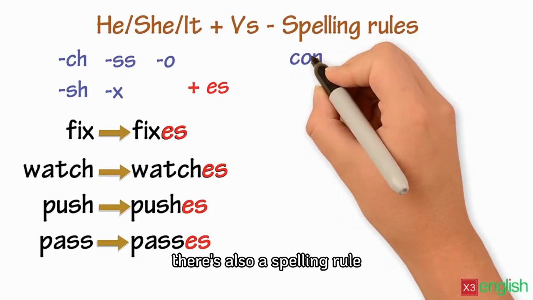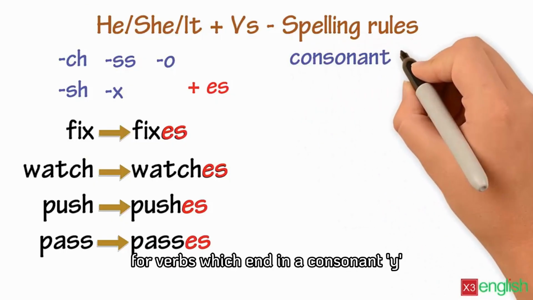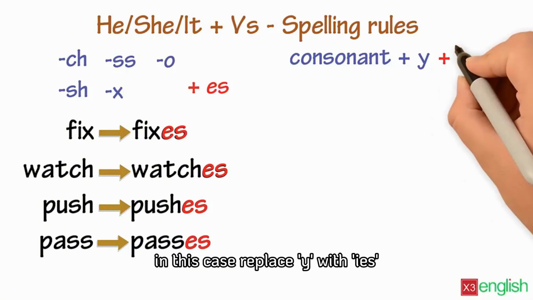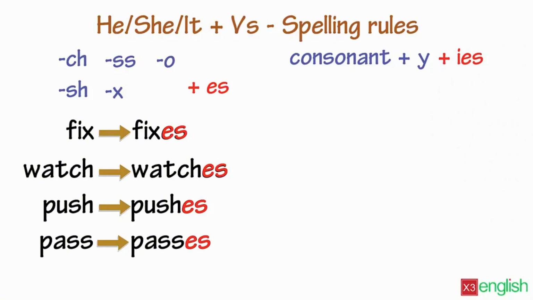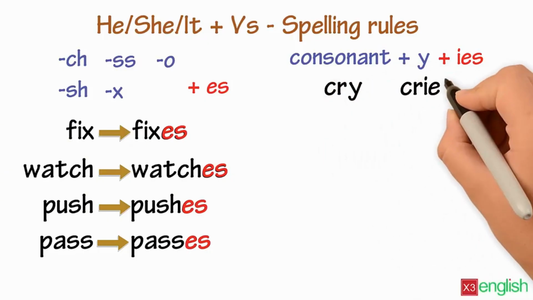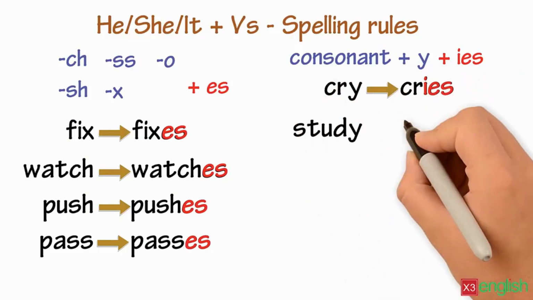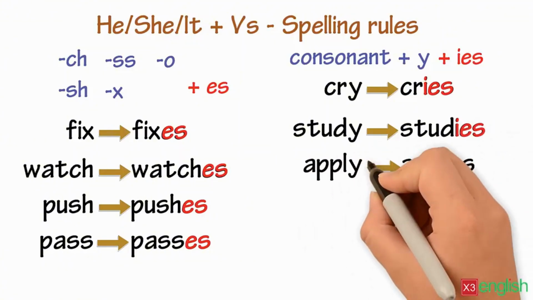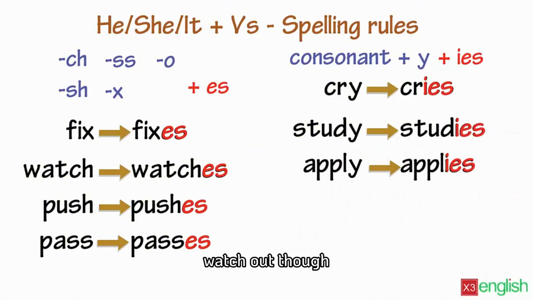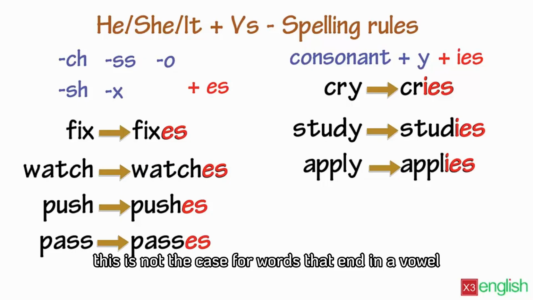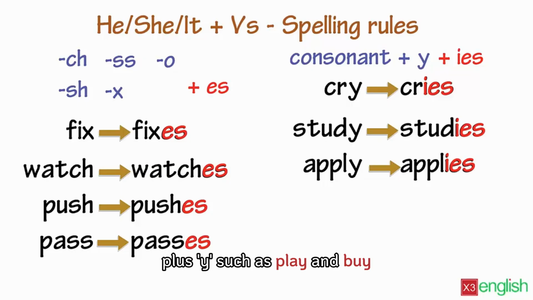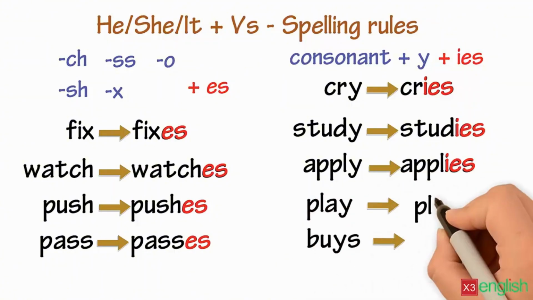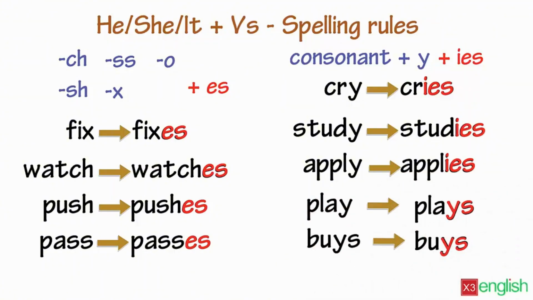There's also a spelling rule for verbs which end in a consonant plus y. In this case, replace y with ies. For example, cry becomes cries, study becomes studies, and apply becomes applies. Watch out though, this is not the case for words that end in a vowel plus y, such as play and buy. Those become plays and buys as usual.